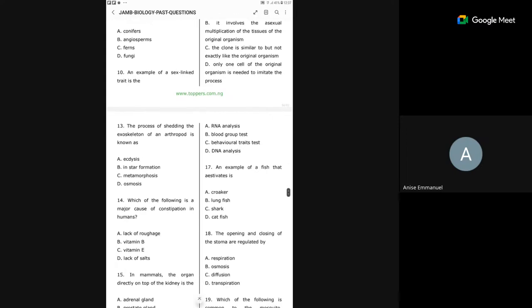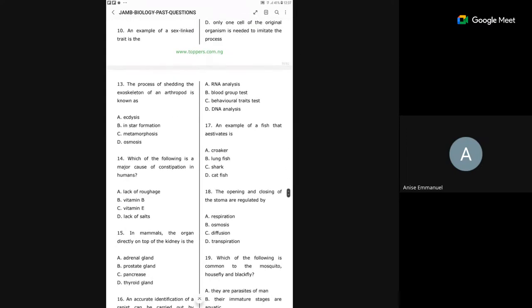So we'll go to number 14. Which of the following is a major cause of constipation in humans? What is constipation? It has to do with inability to, or difficulty in, passing out one's excreta. When you go to the toilet and you are constipated, you're not able to pass out your excreta. It's called constipation.